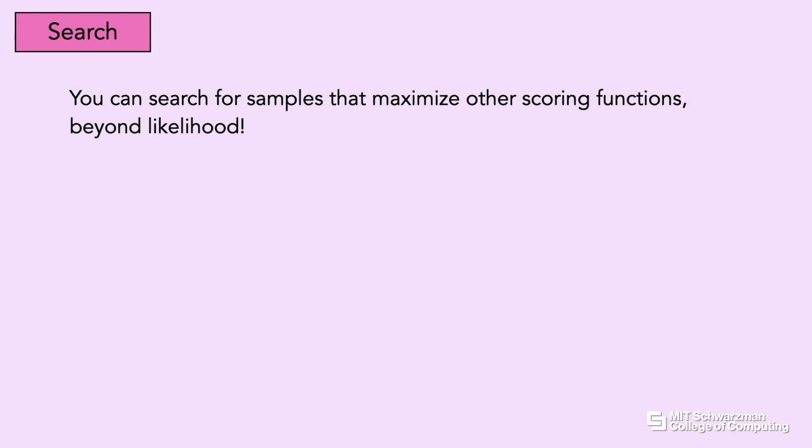So the really cool thing about this search perspective is you don't just have to stick with probability as the thing you care about. You don't just have to say, I want to find the argmax of the data distribution. You can actually search for strings that maximize other functions. Any kind of scalar reward function that looks at a string and says, is it good or bad? You can optimize that with search.